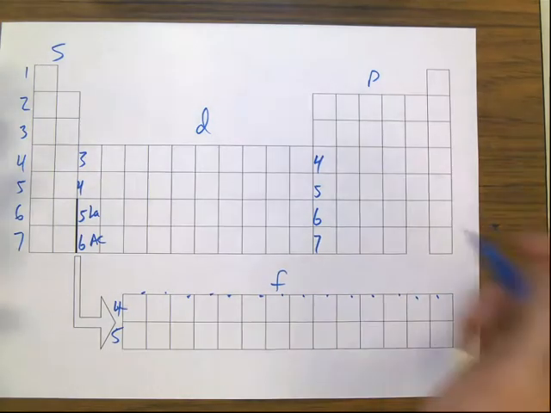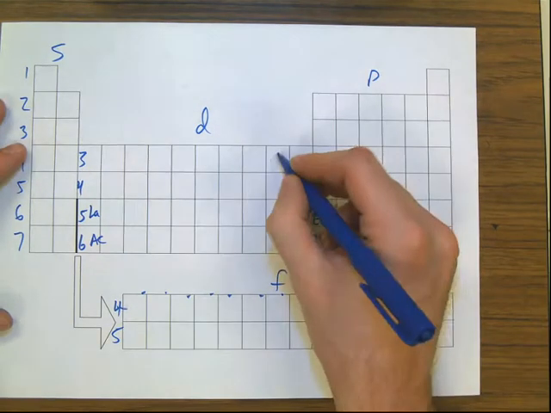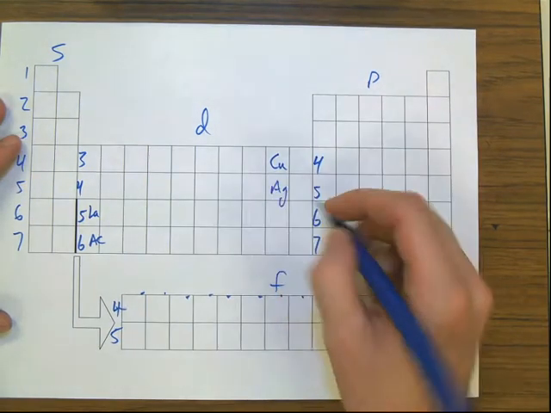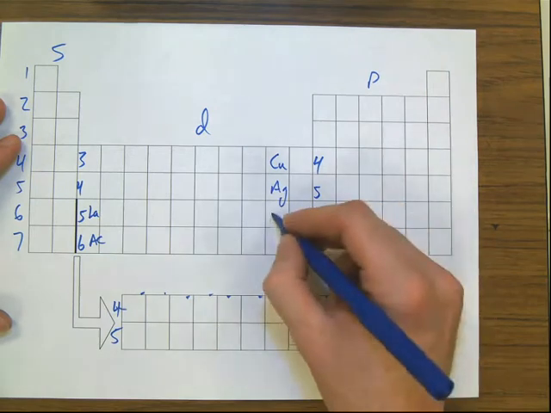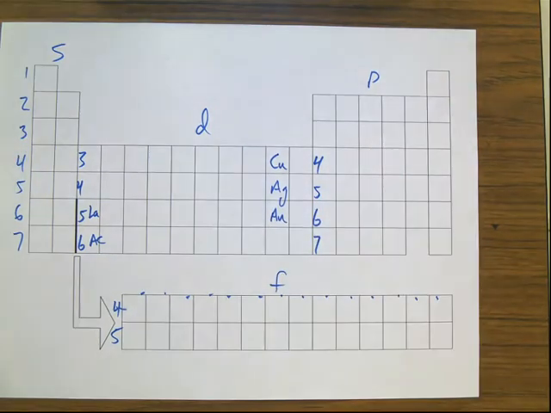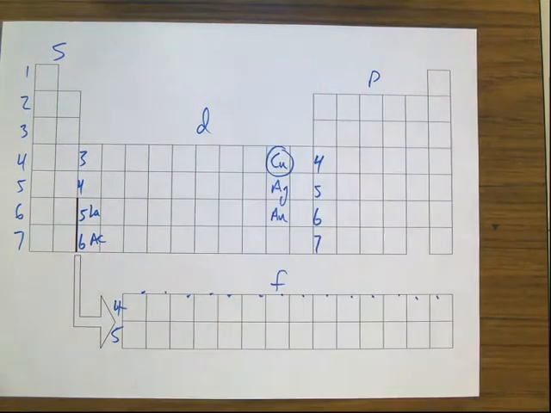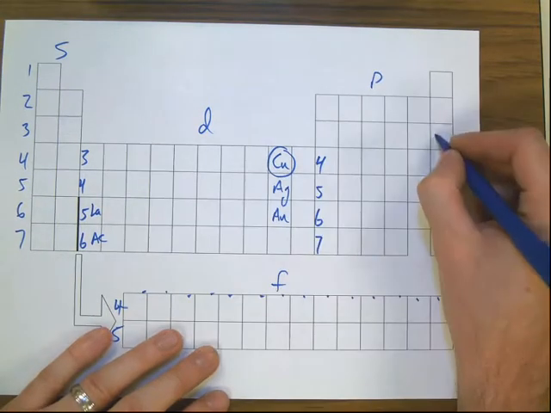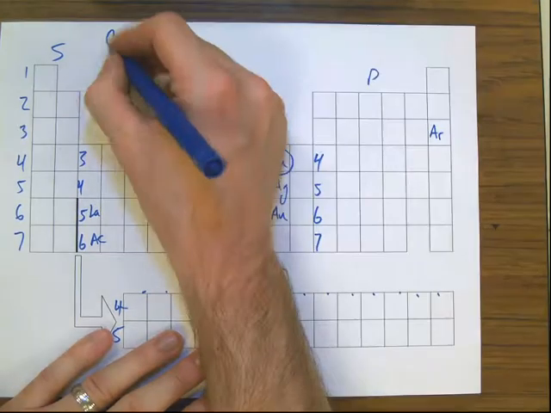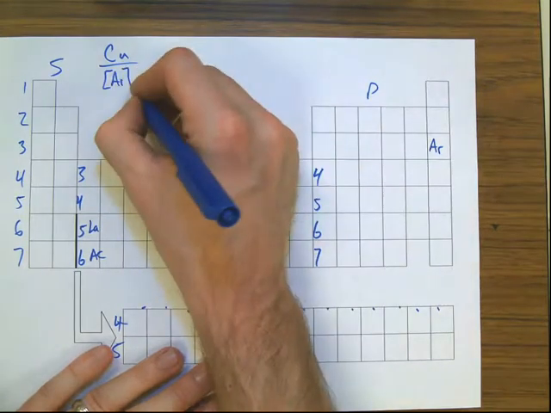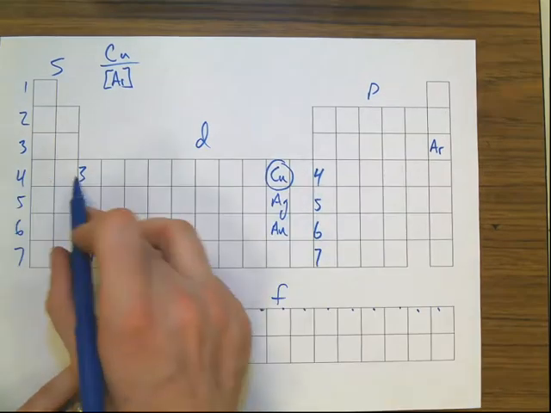Here's the exception. Say right here is copper, here's silver, and here's gold, Au. Okay? Well, if I was going to draw out copper's box orbital notation, I would go back to the last noble gas, which is argon. And for copper, I would write out Ar, and then it would be 4s2, 3d9.